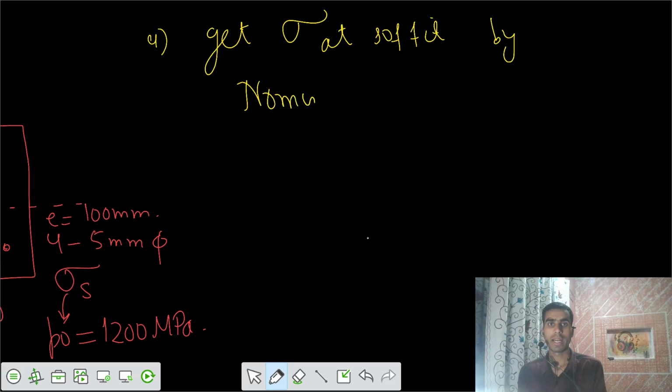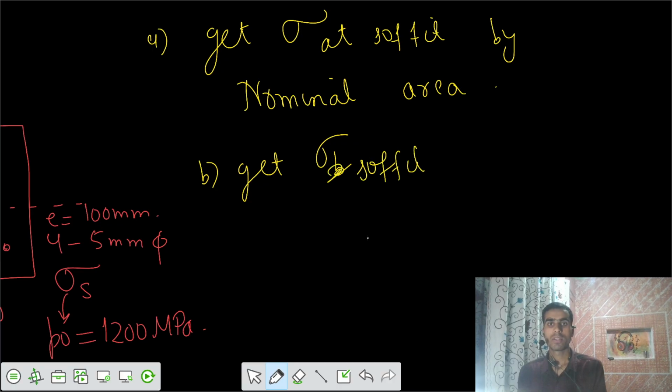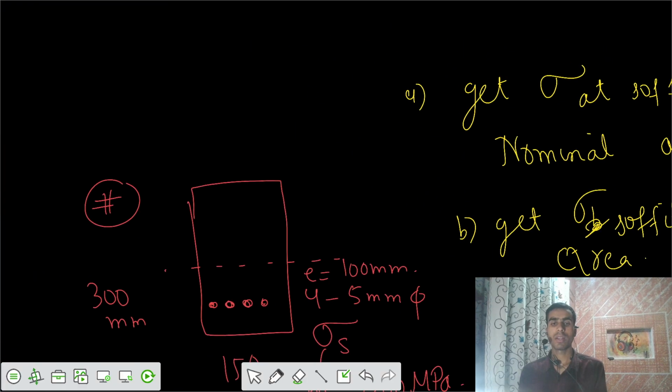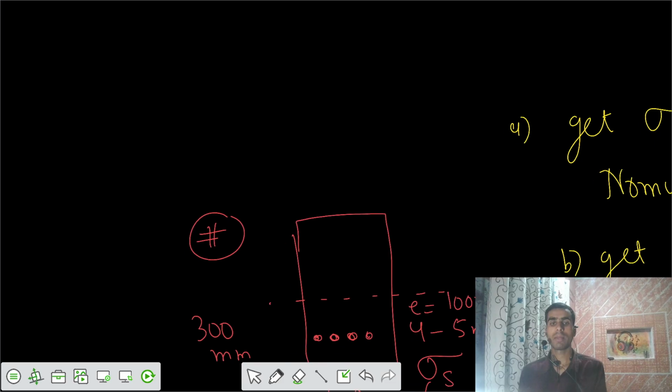By considering the nominal area of the concrete section. And the second is to get the stresses at the bottom, which we also call the soffit, by the equivalent area of the concrete section. Okay, so in the first case we say that the area of these steel bars can be ignored.